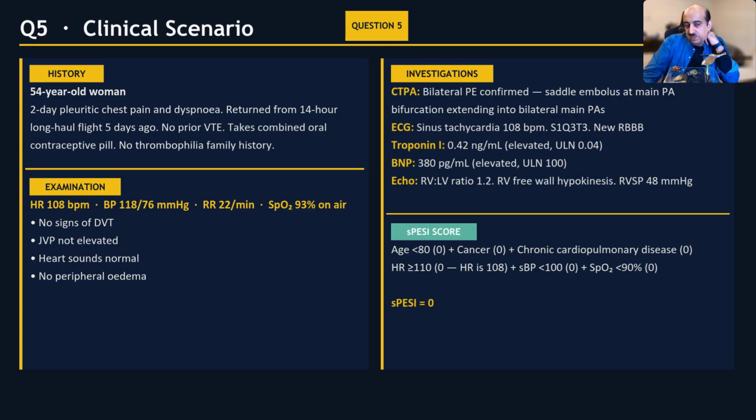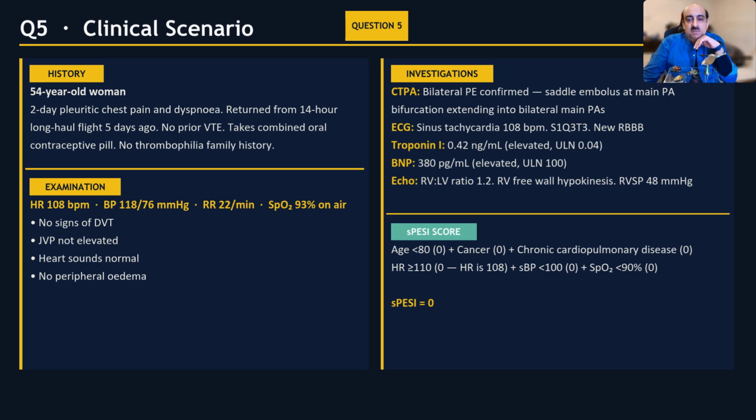Clinical examination reveals she is tachycardic at 108 beats per minute, normotensive at 118 by 76 millimeters of mercury, tachypneic at 22 per minute, and O2 saturations breathing room air were 93%. Clinically, there were no signs of DVT, JVP was not elevated, heart sounds were normal, and there was no peripheral edema.